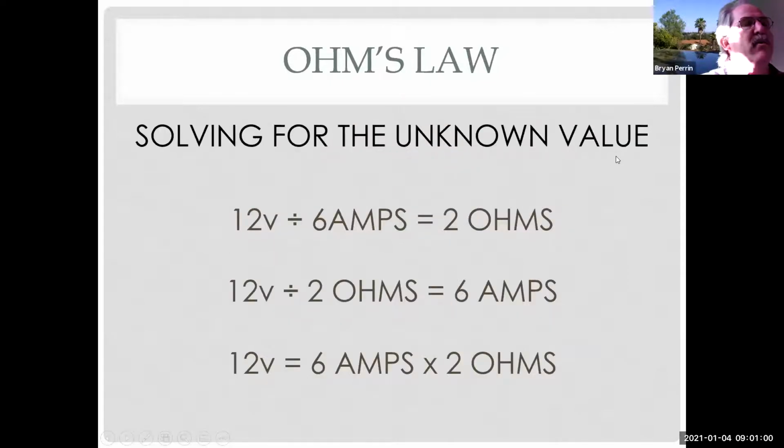So solving for the unknown value, 12 volts divided by 6 amps equals 2 ohms. 12 volts divided by 2 ohms equals 6 amps. And 12 volts equals 6 amps times 2 ohms. So with the exception of some of the exercises that we're going to do this week on series circuit, parallel circuit, and series parallel circuit, everything on tests, everything else in the class, my batteries are all 12 volts, and I use whole numbers.